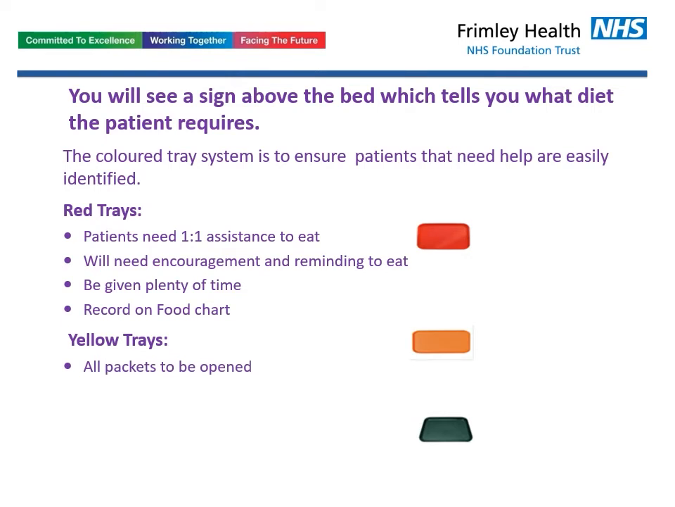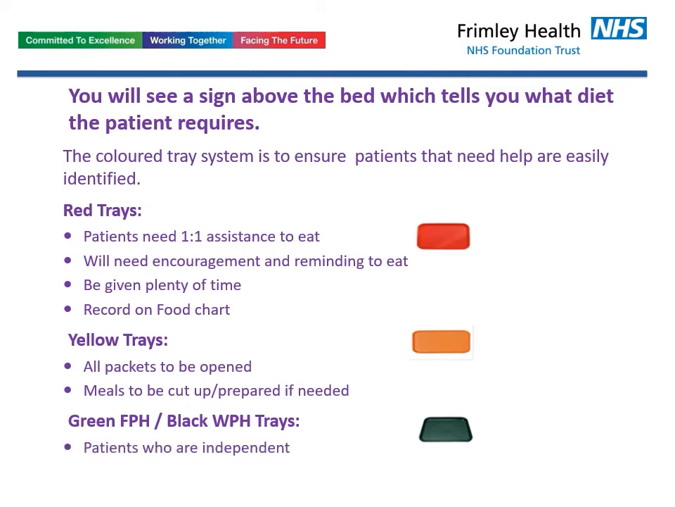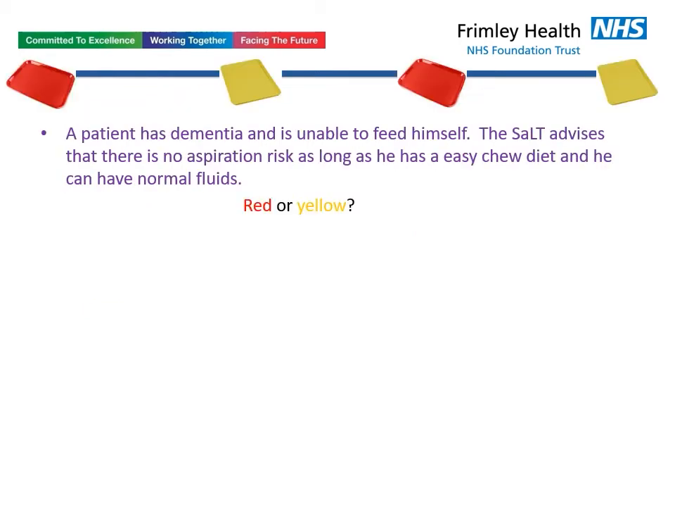Yellow trays are patients who need a bit of assistance to set up but can feed themselves independently. So they'll need all their packaging, opening, food cutting up and any preparation that's needed. And then green trays at Frimley Park or black trays at Wexham Park, these are patients who are independent and don't need any support at meal times.